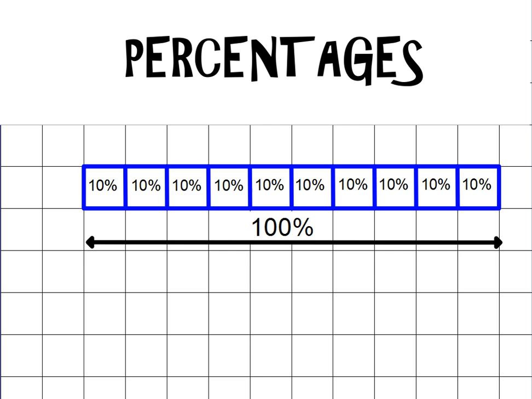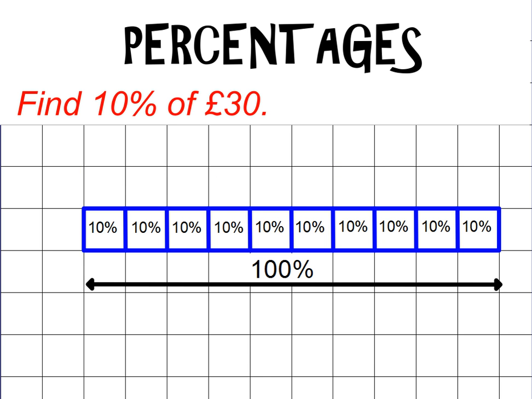Let's take a look at a question. So our question here in red is find 10% of £30. So I've drawn out my box and I've split it up so that I've got 10%. The next thing to understand is that the £30 is the whole thing. £30 represents 100%. It's the whole thing. So I'm going to write that in as well.